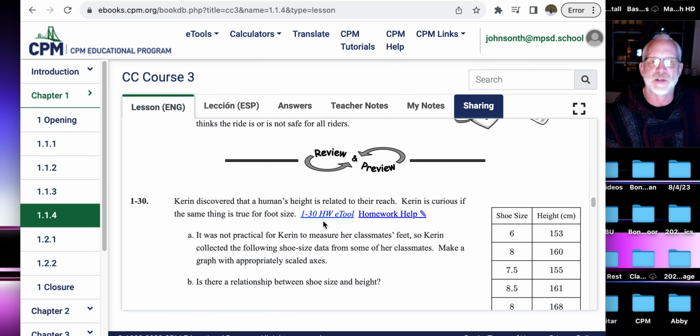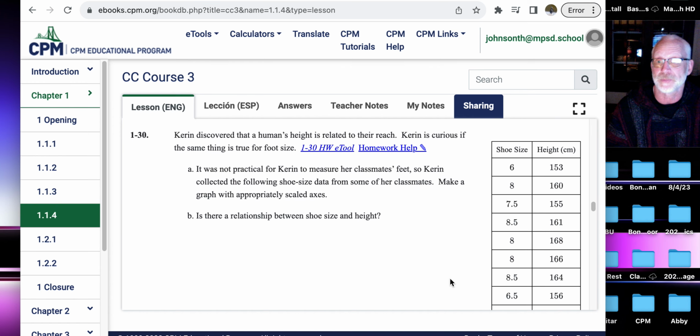It was not practical for Karen to measure her classmates' feet, so Karen collected the following shoe size data from some of her classmates. Make a graph with appropriately scaled axes, and you can use the graphing calculator for that. Is there a relationship between shoe size and height? Or you could paper and pencil this one too.